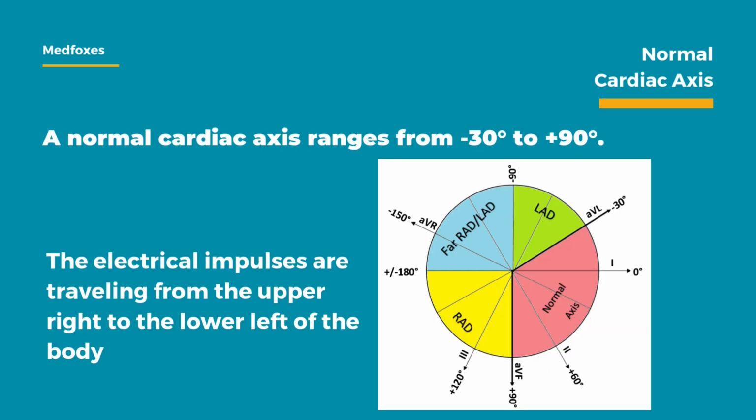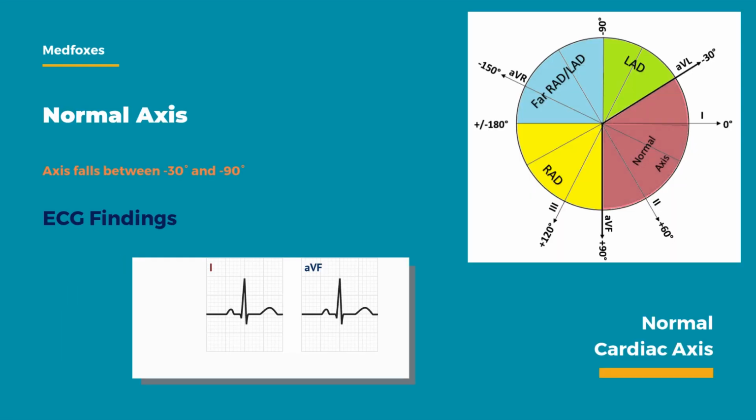Let's begin with the normal cardiac axis. The normal range is generally between minus 30 degrees to plus 90 degrees. This means the electrical impulse travels from the upper right to the lower left of the body. On a 12-lead ECG, a normal axis typically shows a positive QRS complex in lead 1 and lead aVF.